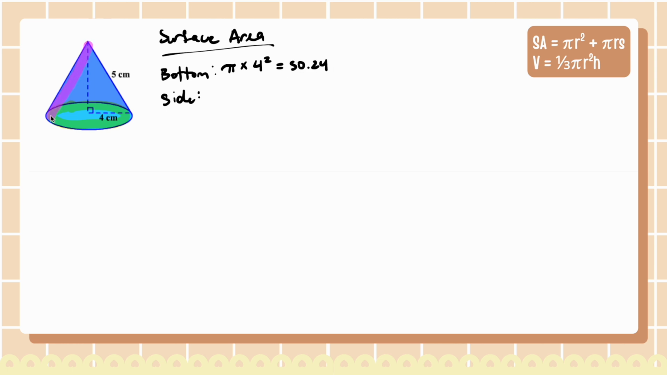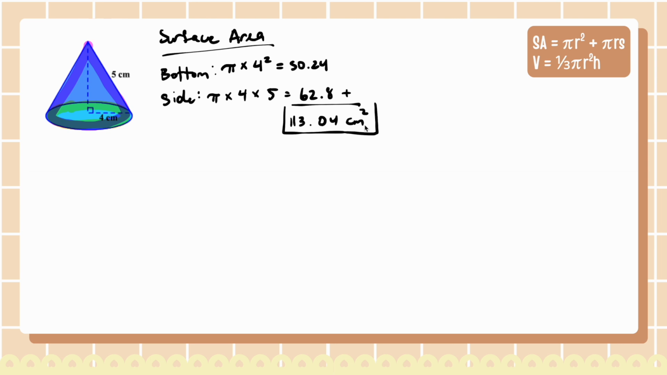Now for the side, this is the part that wraps all the way around the cone. That's going to be pi times r times s. So pi times my r again, which is 4, times my s, the slant height, which is going to be 5 in this case. All of this multiplied is going to get me 62.8. We're going to add these together, and that's going to get a total of 113.04, and my units are centimeters squared, and that's the surface area.